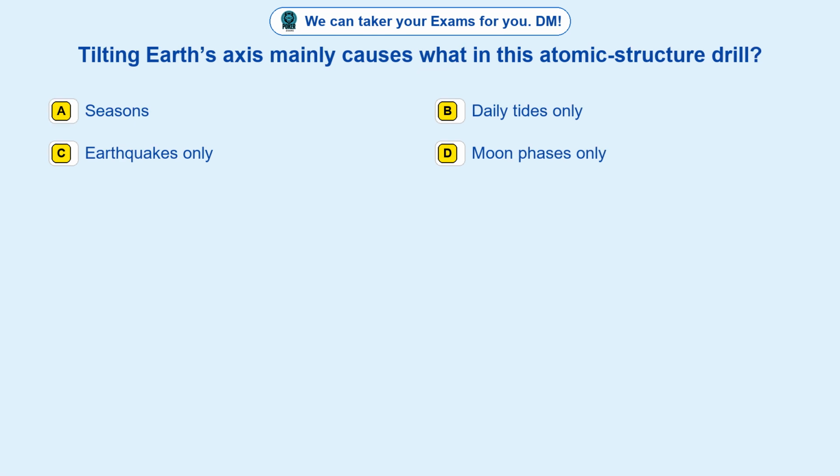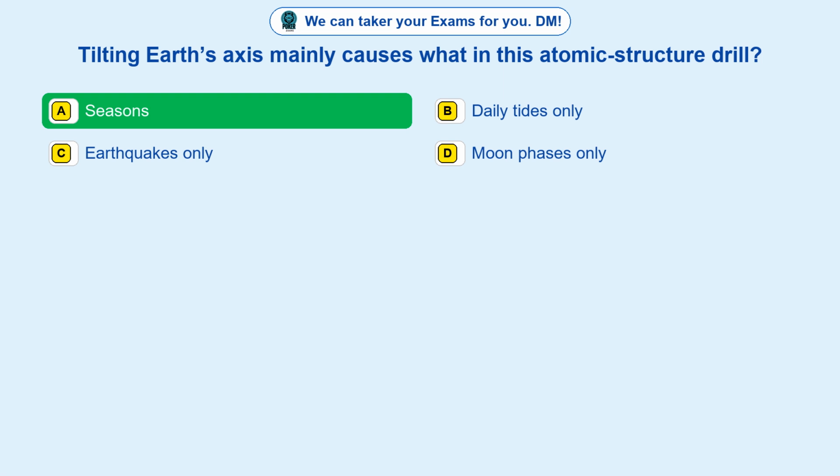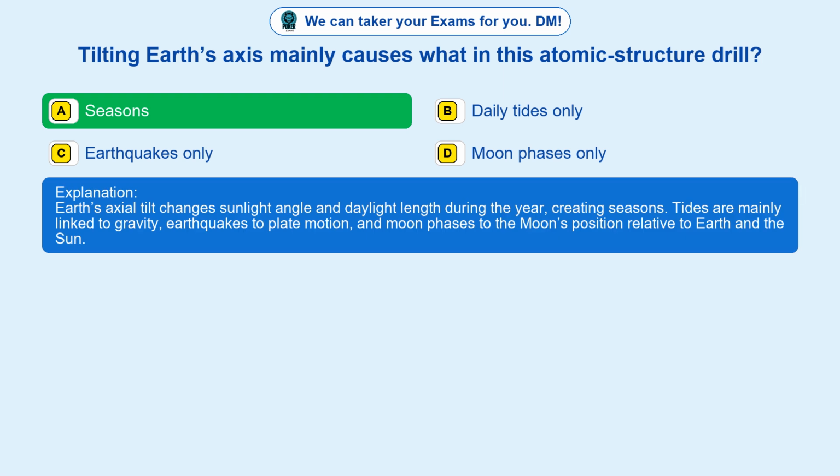Question 89. Tilting Earth's axis mainly causes what in this atomic structure drill? Option A, seasons. Option B, daily tides only. Option C, earthquakes only. Option D, moon phases only. The correct answer is option A. Seasons. Earth's axial tilt changes sunlight angle and daylight length during the year, creating seasons. Tides are mainly linked to gravity, earthquakes to plate motion, and moon phases to the moon's position relative to Earth and the Sun.